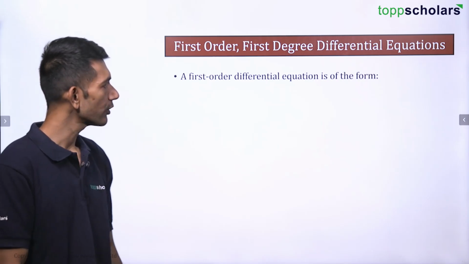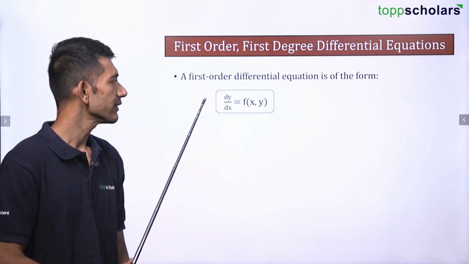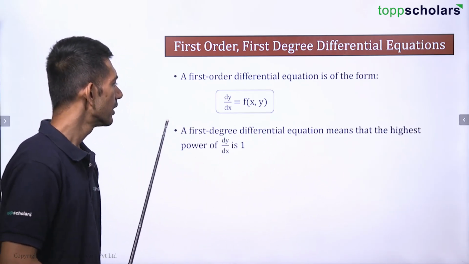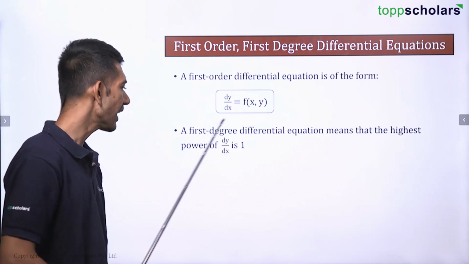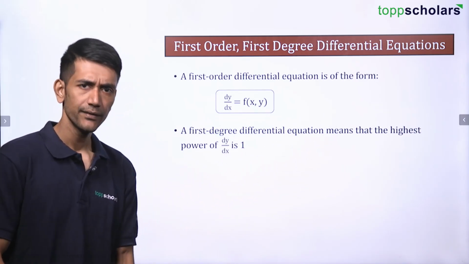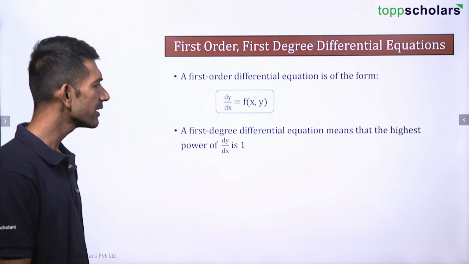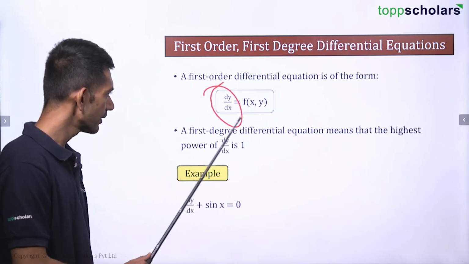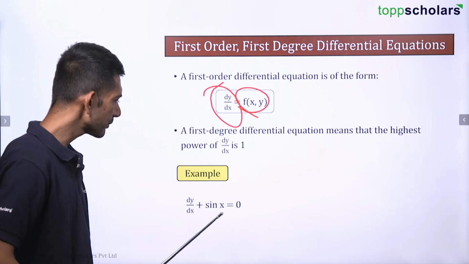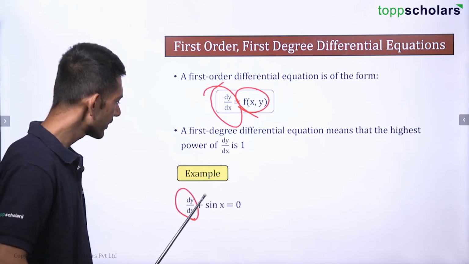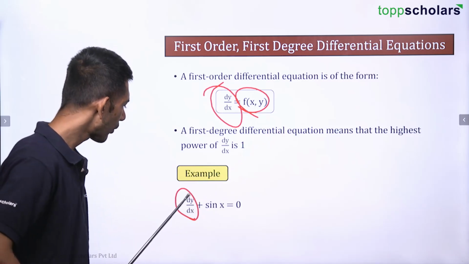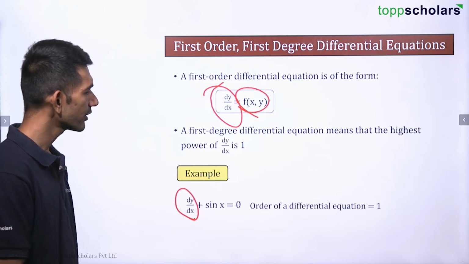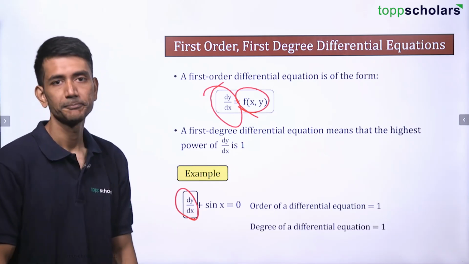Now let us talk about first order, first degree differential equation. So obviously if you have dy by dx is equal to some function, then that is first order differential equation. A first degree differential equation means that the highest power of dy by dx is 1. Obviously we know if the highest power is 1, it is first degree differential equation. This is an example. dy by dx plus sin x is equal to 0. We have differentiated it only once. What is the order and degree? The order is 1, degree is also 1, right? Clear?